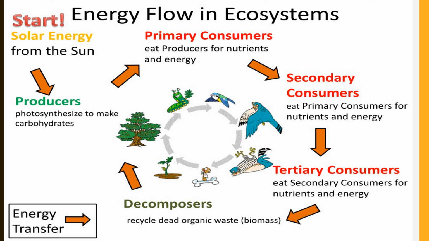And then decomposers recycle dead organic waste, that is the biomass, and then it is transferred back to the producer in the form of manure, right? So this is how, at each trophic level, the energy is transferred from one to the other, right? Now, what is a trophic level? I'll be explaining this.